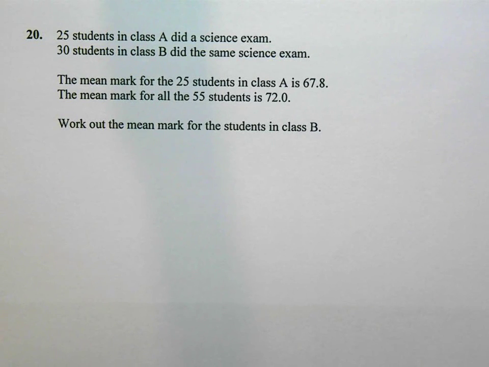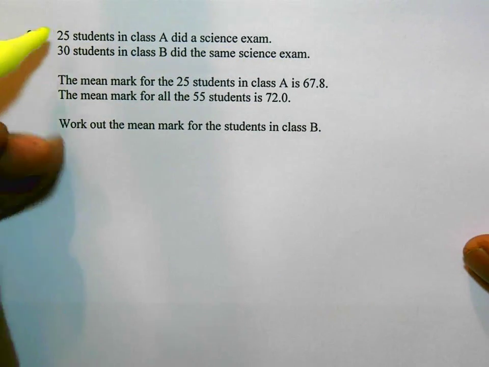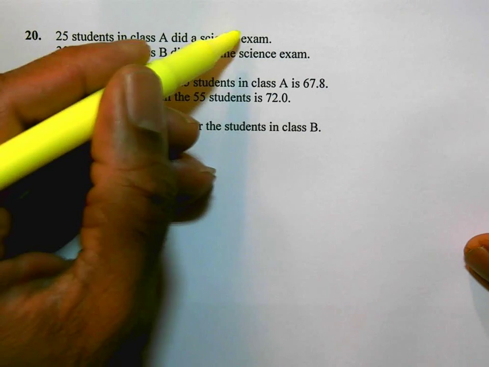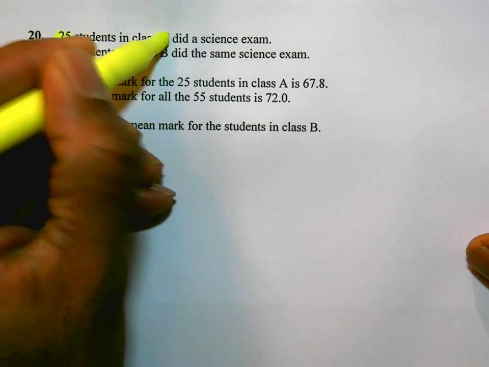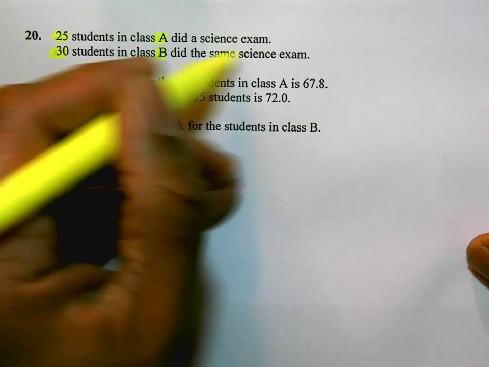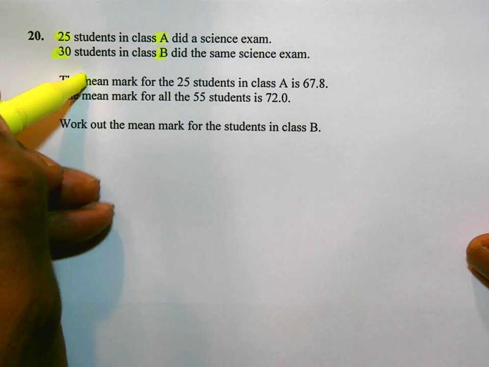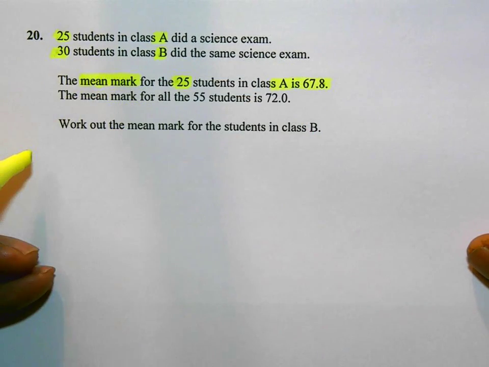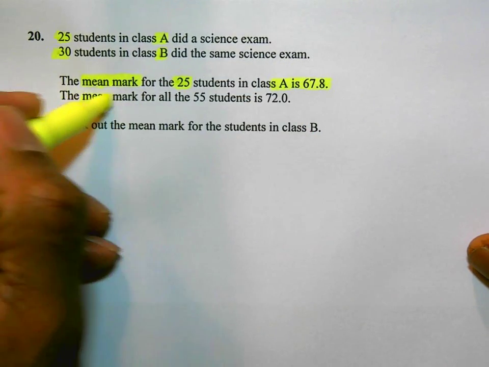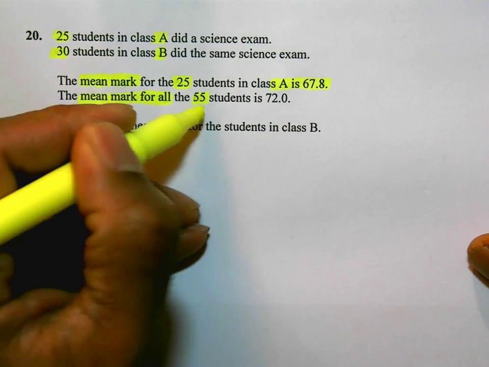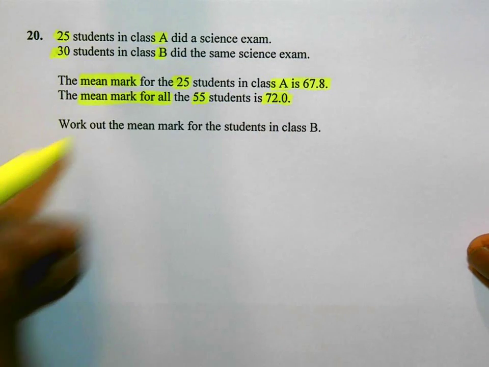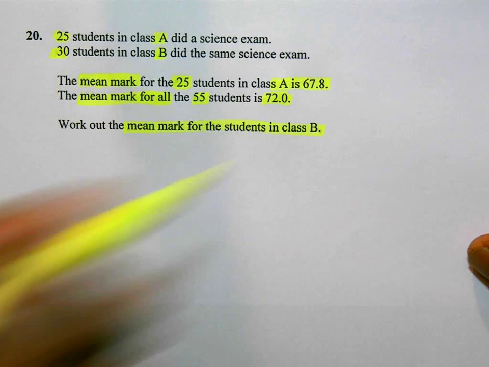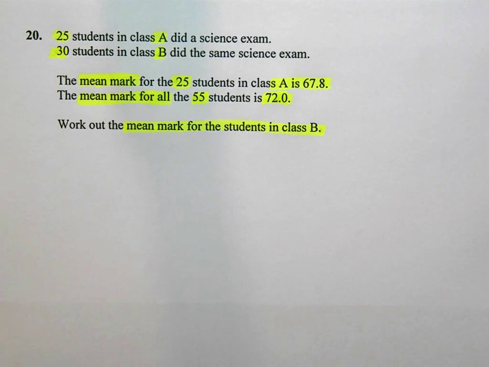This is question number 20 on the June 2014 calculator paper. So let's look at the question. 25 students in class A did a science exam. 30 students in class B did the same science exam. The mean mark for the 25 students in class A is 67.8. The mean mark for all the 55 students is 72. Work out the mean mark for the students in class B.